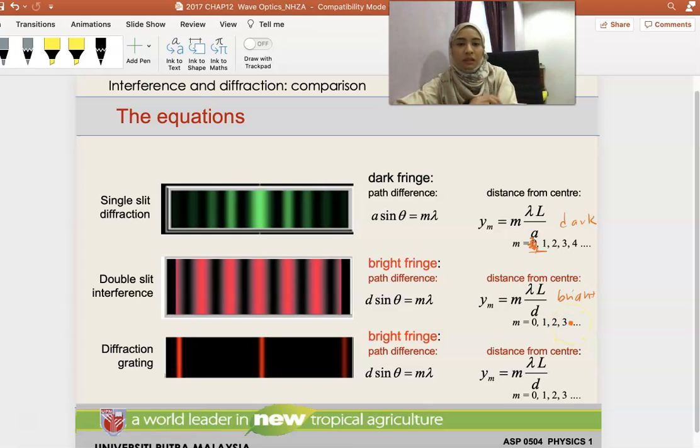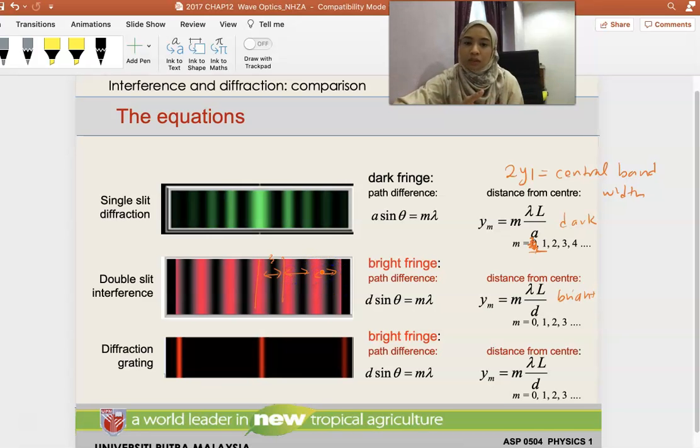What else to summarize? The central band for a single slit diffraction is given by 2y1, the central bandwidth. And for this guy, there is no such equation. Basically, they will just ask you to find what is the separation between this guy and this guy. Remember, if this guy is 3, this guy is also 3, this guy is also 3. The distances are equal. This is not true for single slit diffraction. The distance is not the same everywhere. Double slit interference, yes, the distance is equal. So y2 minus y1 will be equal to y1 minus y0 and is equal to y4 minus y3, as long as they are placed consecutively next to each other.